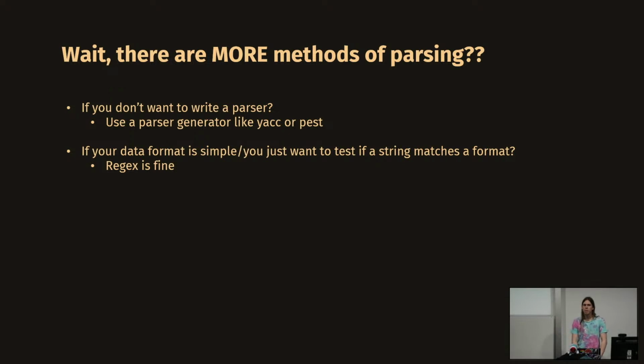Regex was slower, and that surprised me. Regex was slower, ignoring compile time even, just to run the regex. It was insane. But regex is definitely going to be faster if you just want to test if, for example, a string matches a format.